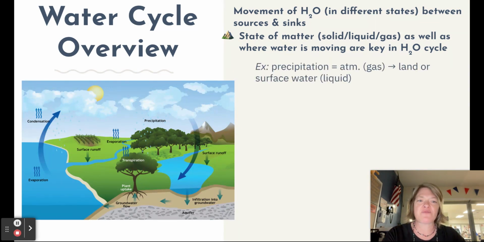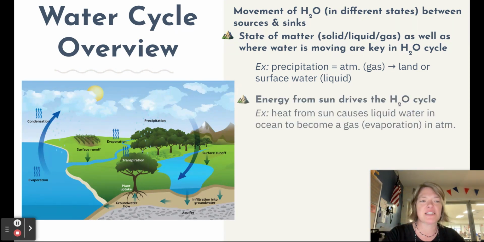So, for instance, for precipitation, it starts off in the atmosphere as a gas, and then as it becomes liquid, gravity pulls it down to the Earth's surface. Understanding what state of matter the water is in will tell you where in the cycle the water actually is.